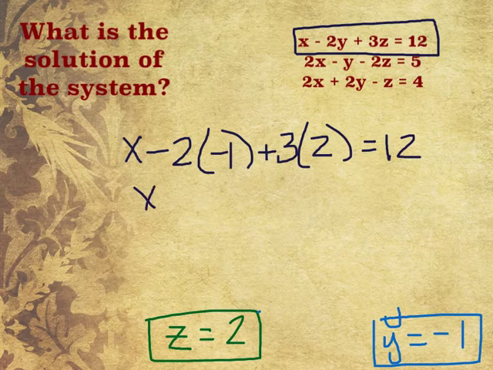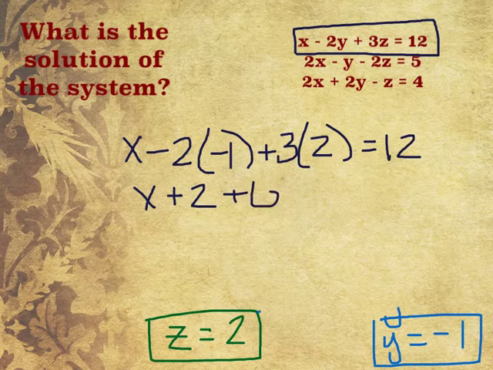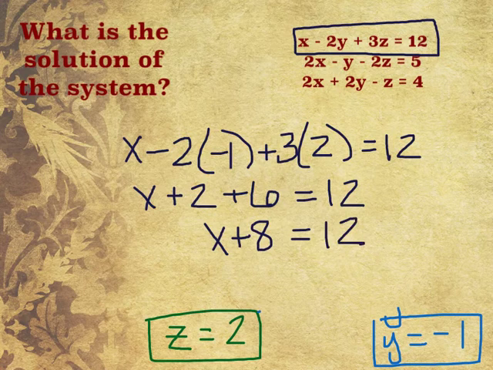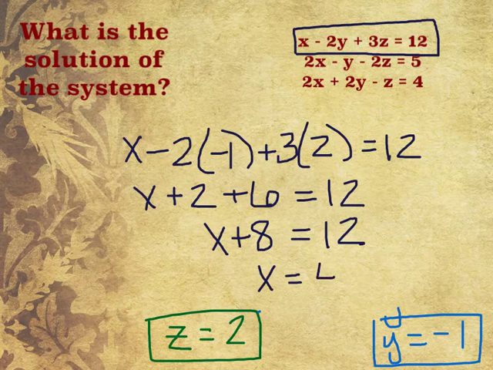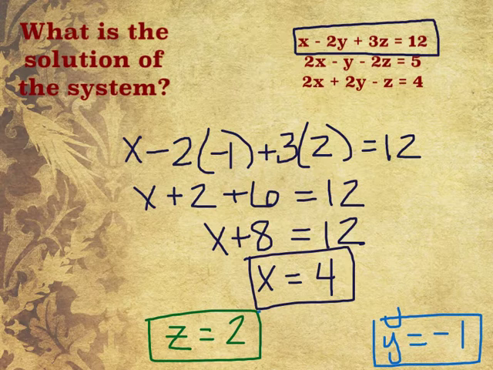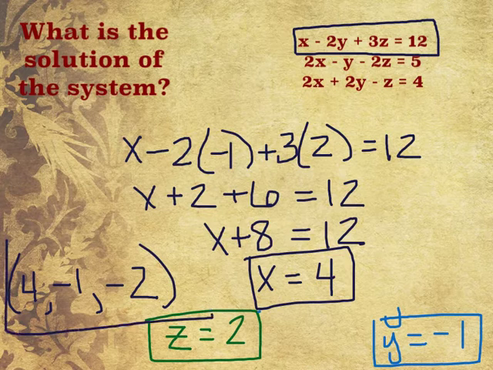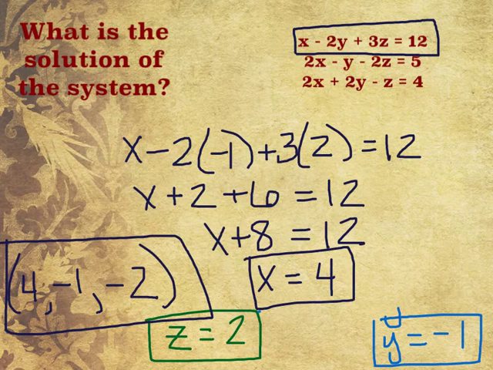X, negative 2 times negative 1 will be a positive 2. 3 times 2 is 6, so 2 plus 6 equals 12. X plus 8 equals 12, so x equals 4. We now will write our answer as an ordered triple. We do alphabetical order, x, y, z, so that will be 4, comma, negative 1, comma, 2. And we just found three numbers that when plugged into each one of those equations makes a true statement.